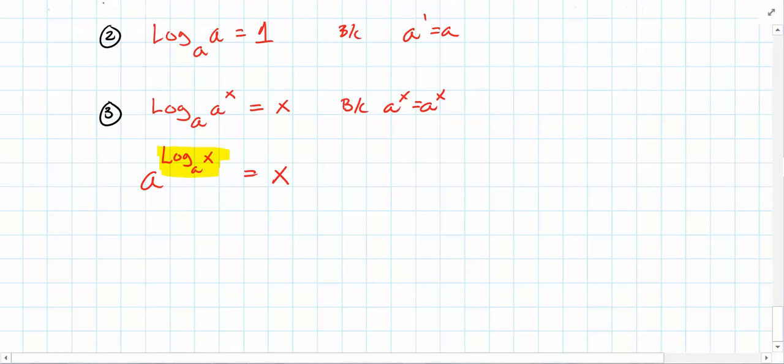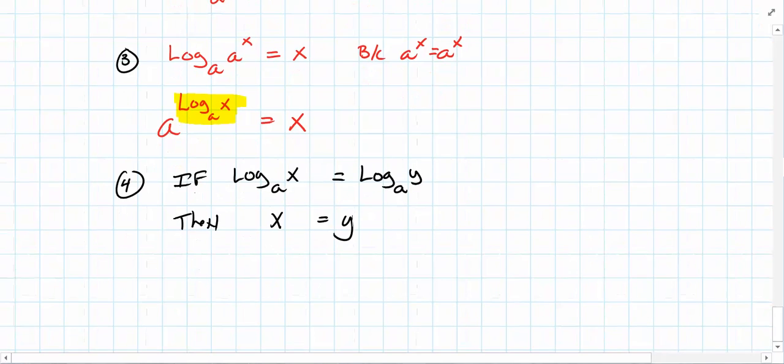Fourth and final property for us for logarithms is the MAFE, except in log form. So if the log base A of x is equal to the log base A of y, then it must be true that what?